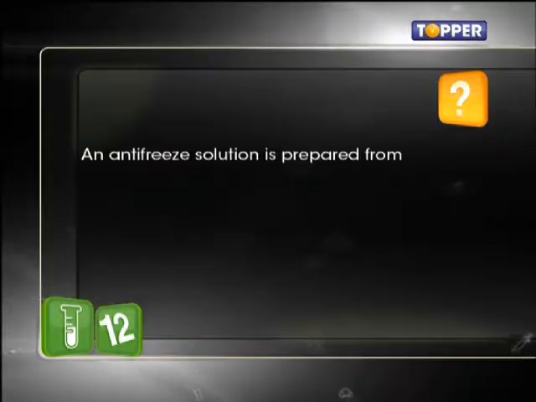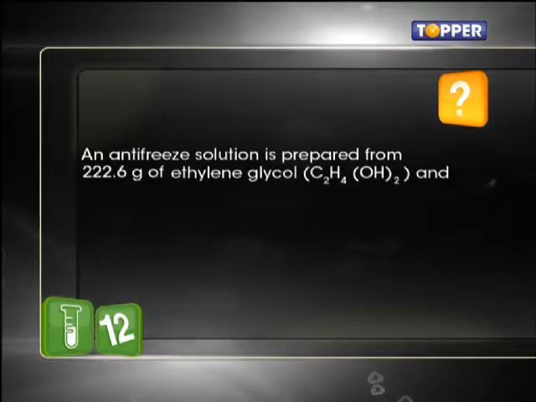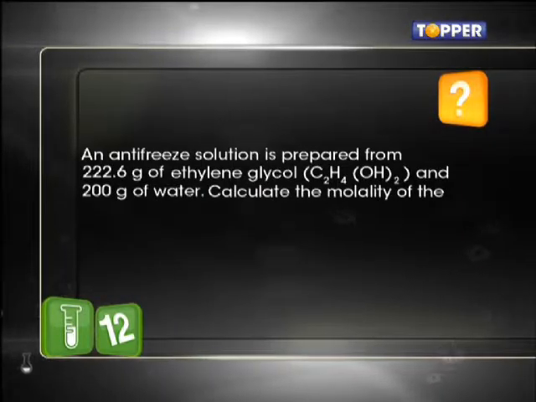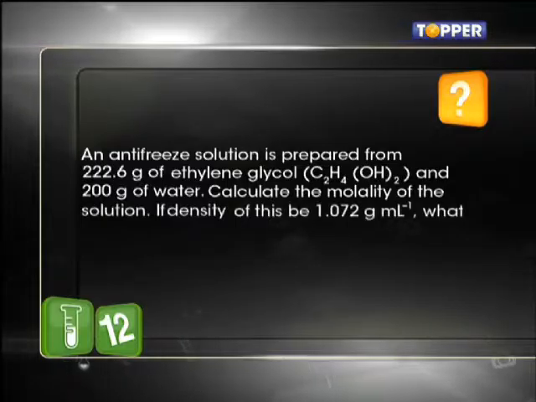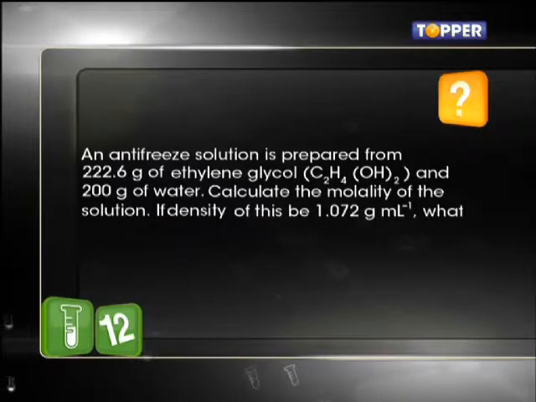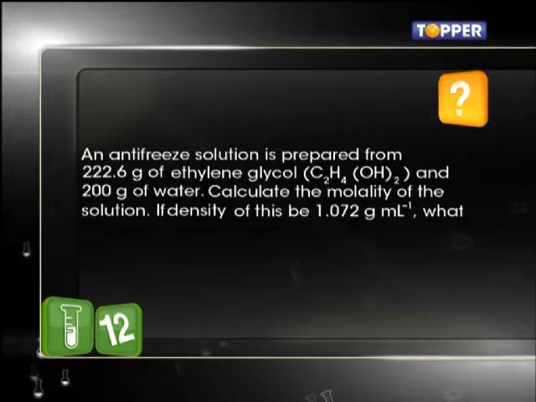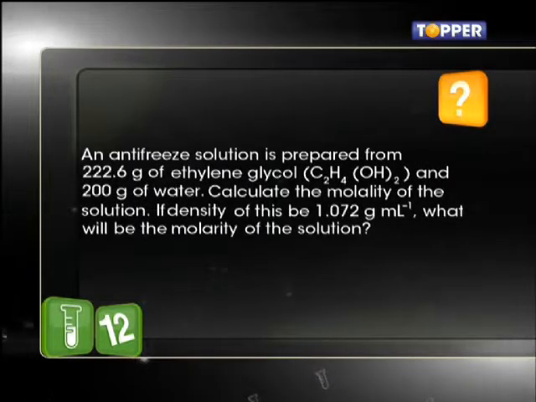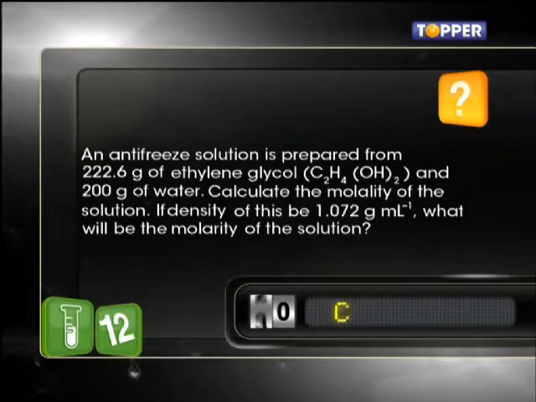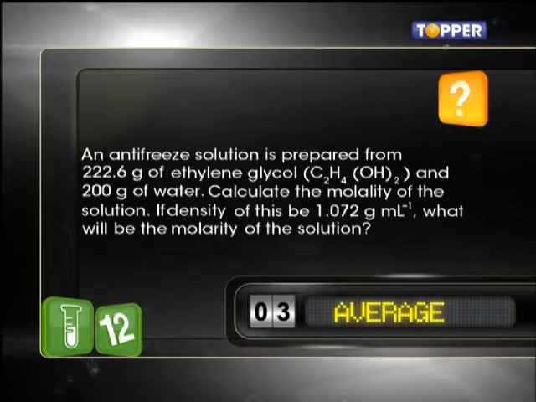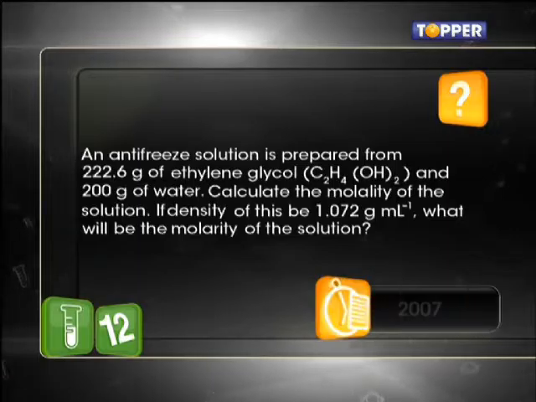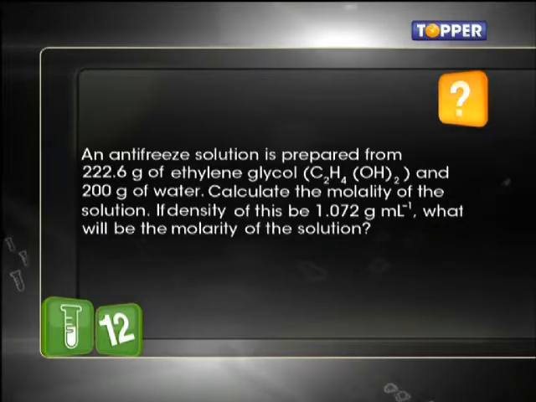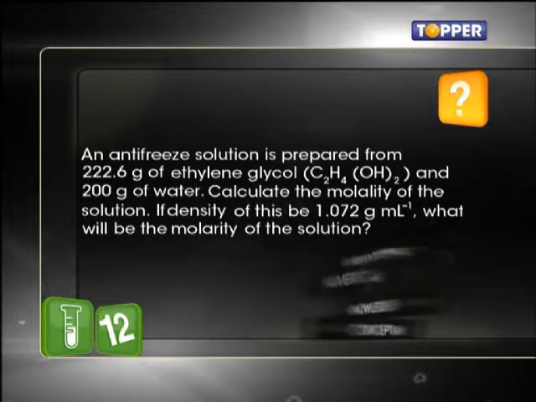An antifreeze solution is prepared from 222.6 grams of ethylene glycol and 200 grams of water. Calculate the molality of the solution. If the density of this be 1.072 grams per milliliter, what will be the molarity of the solution? This question, that carried a weightage of 3 marks, appeared in the 2007 exam. And according to us, it is an average level question that tests one's numerical ability.